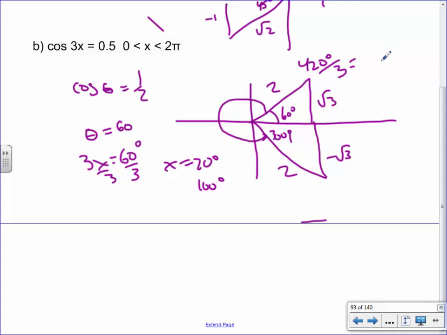420 divided by 3 is 140. Oh, sorry, 140 is the next one? Yeah. Okay, I'm sorry, I was skipping. And then the next one would be 360 plus 300, which would be 760. That's probably the 240. 220, okay.